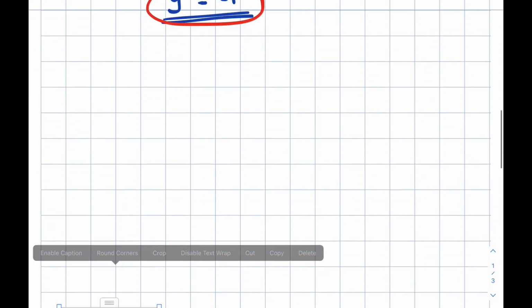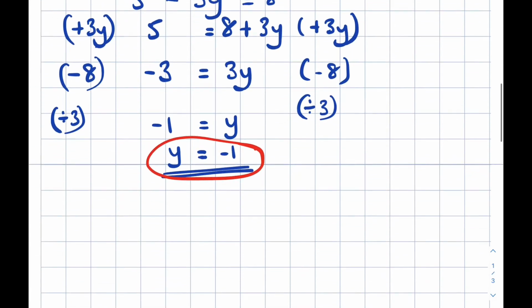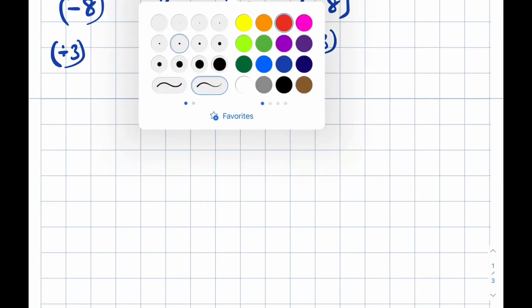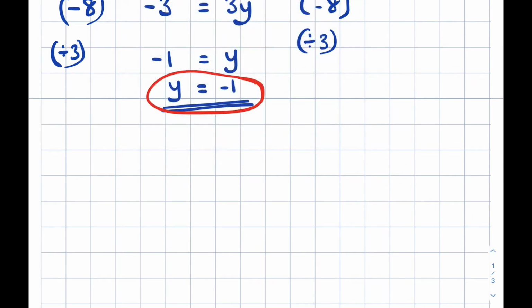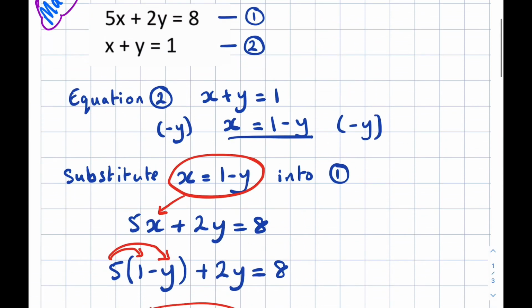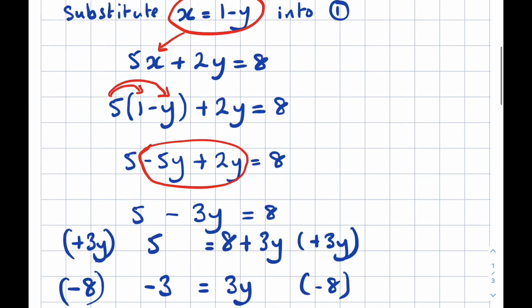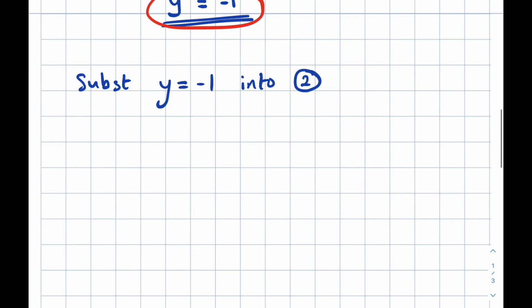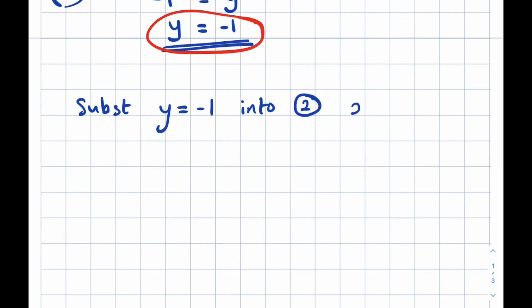Okay, I'm just going to change a little bit what I've said. So now what we're going to do is substitute y equals -1 into equation number 2. Now equation number 2 is x plus y equals 1.